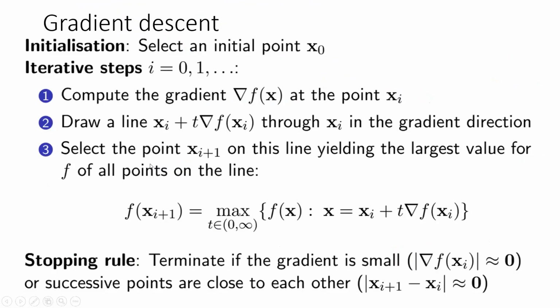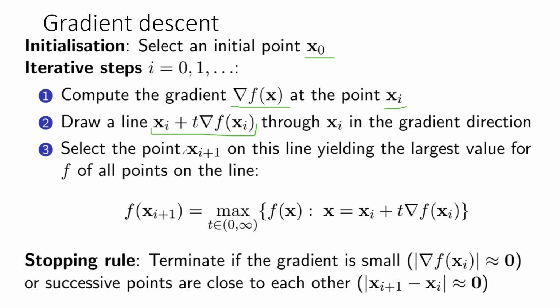So let's take a look at the simple gradient descent algorithm. We start with some initial point x0. Then we calculate the gradient at point xi, so we are inside the loop. Now we find all the points along this direction, from point xi in the direction of the gradient.